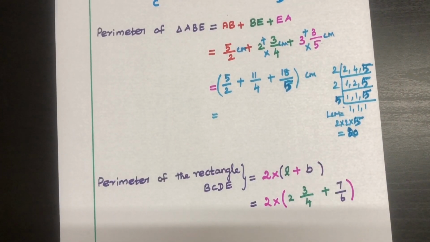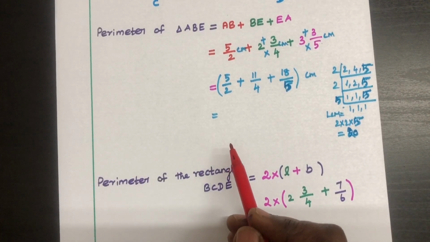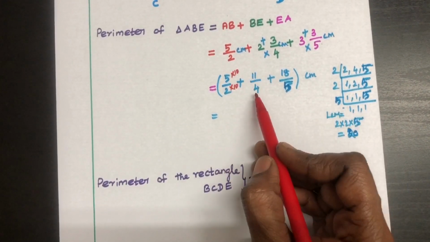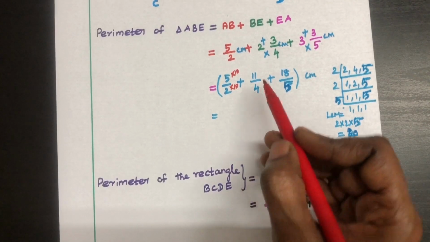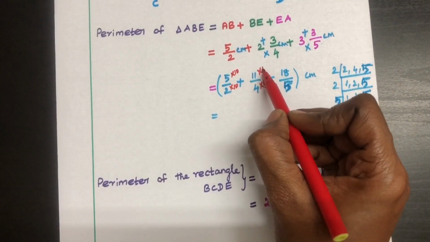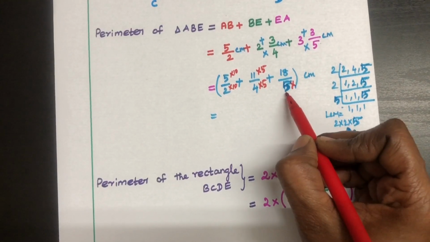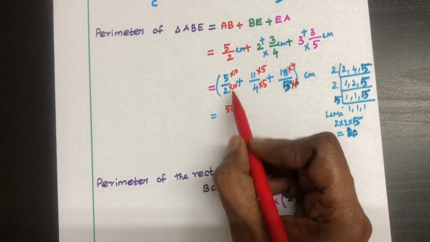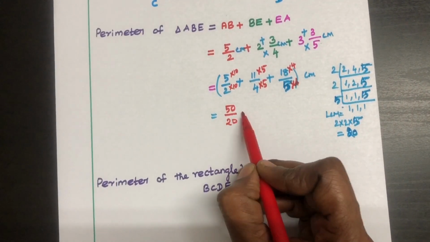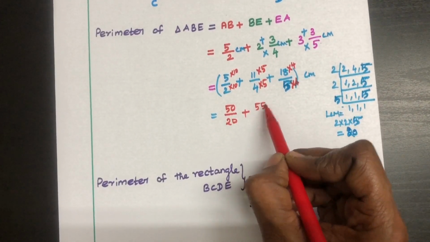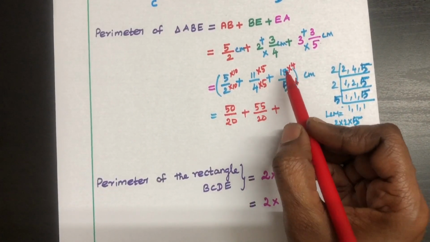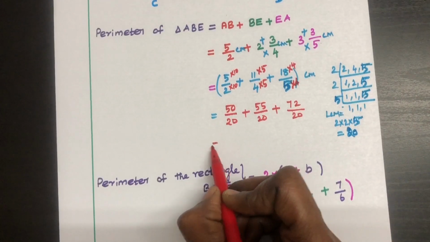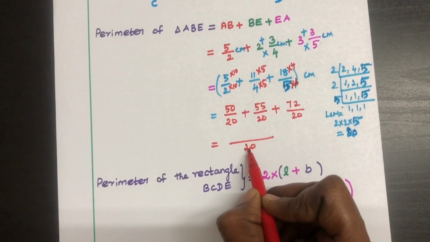So we are going to make 20 the denominator in all the fractions. How to make this 20? Multiply by 10 in the numerator and denominator. How to make this 20? 4 5s are 20, so here also make it 5, multiply by 4 in the numerator also. Now 5 10s are 50 by 20, plus 11 into 5 is 55 by 20, plus 18 into 4 is 72 divided by 20. Denominators are equal, so I am taking the common denominator as 20.